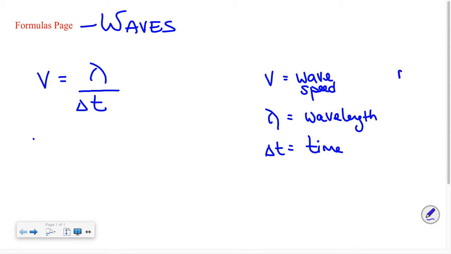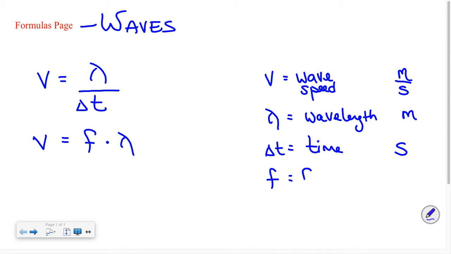Wave speed is typically going to be measured in meters per second. That's going to come up in a game you're going to play in a little bit. Wavelength is typically measured in meters, and time is typically measured in seconds here. So when we do our game, you'll always want to make sure your units are meters per second, meters, and seconds. Now, if I wanted to find my wave speed an alternate way, another way you could find wave speed is by taking frequency and multiplying it times wavelength. Frequency times wavelength will also give you wave speed, depending on what information you've been given.